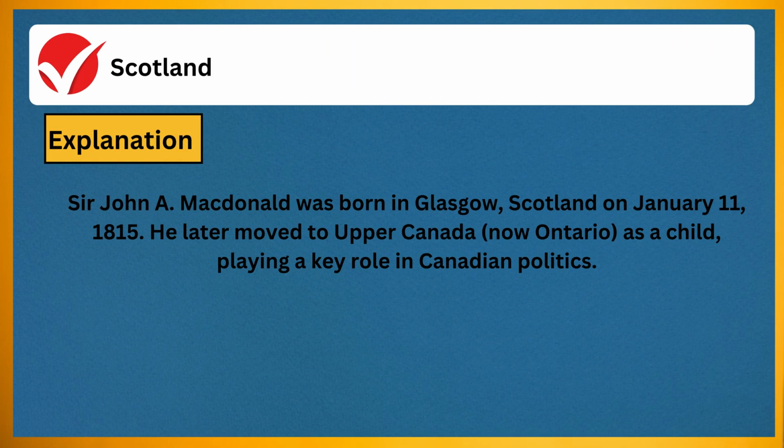The correct answer is Scotland. Explanation: Sir John A. Macdonald was born in Glasgow, Scotland on January 11, 1815. He later moved to Upper Canada, now Ontario, as a child, playing a key role in Canadian politics.